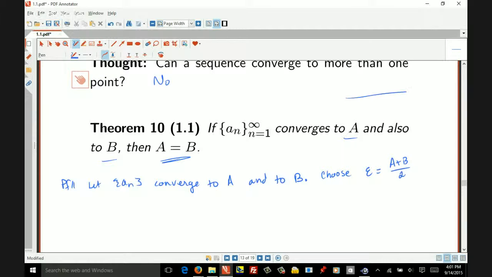Why would I do that? Suppose here's A, here's B. In the middle is A plus B over 2. So that's going to be my epsilon. This would be A plus epsilon equals B minus epsilon. Are we good with that? So A plus epsilon is going to be B minus epsilon. That way, when all the terms are going to A, they can't also be going to B. I can't have the same terms in both areas.